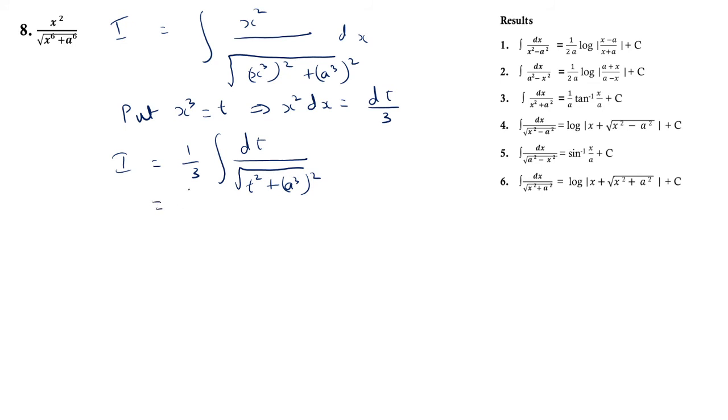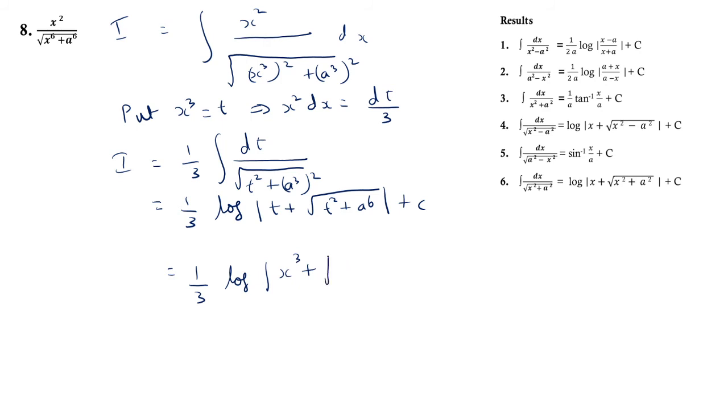So this is equal to 1 by 3 log mod t plus square root of t square plus a raised to 6 plus c. So now we can substitute t in terms of x. We have taken t as x cube. So the answer is 1 by 3 log mod x cube plus root of x raised to 6 plus a raised to 6 plus c.